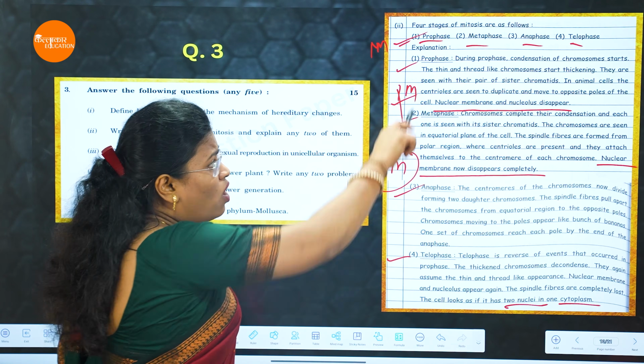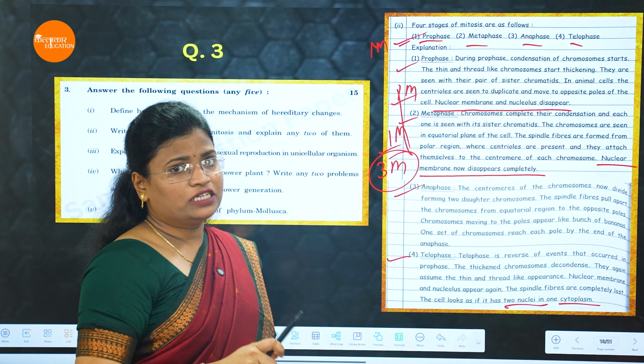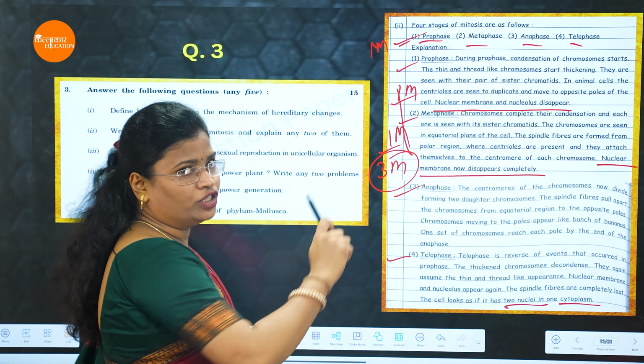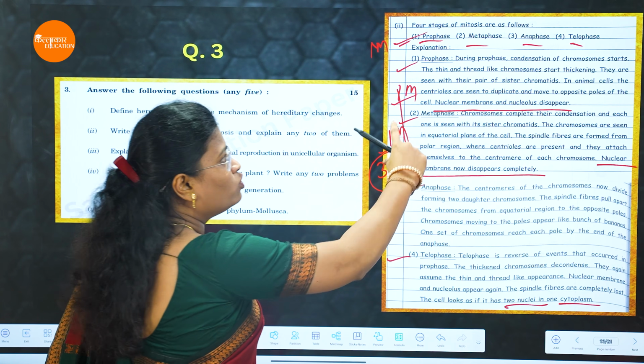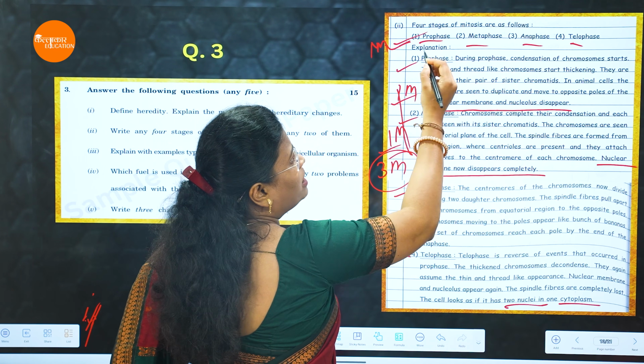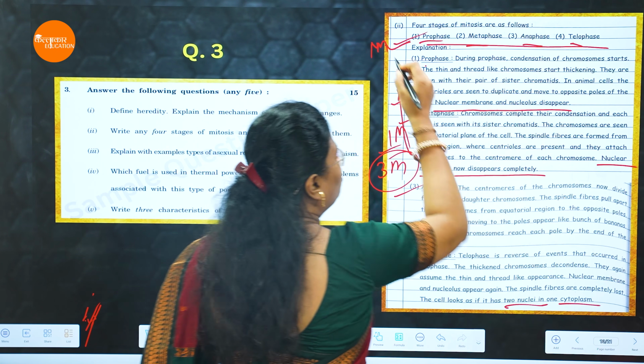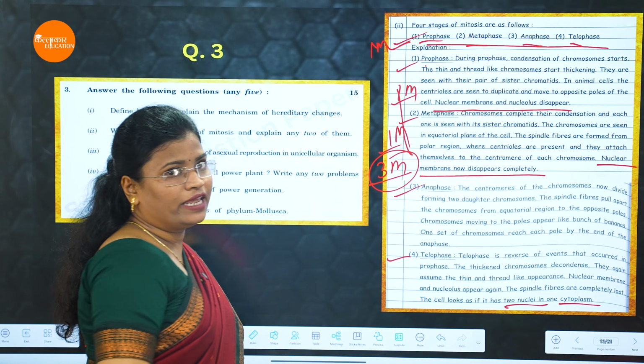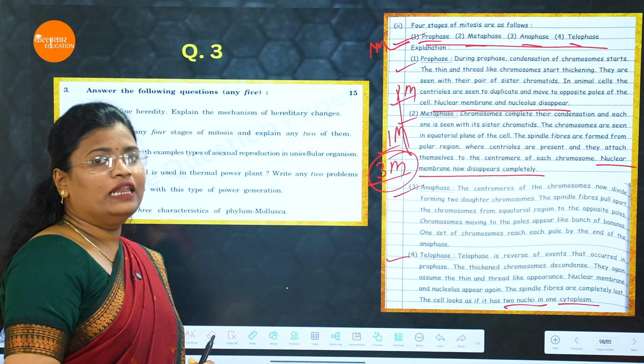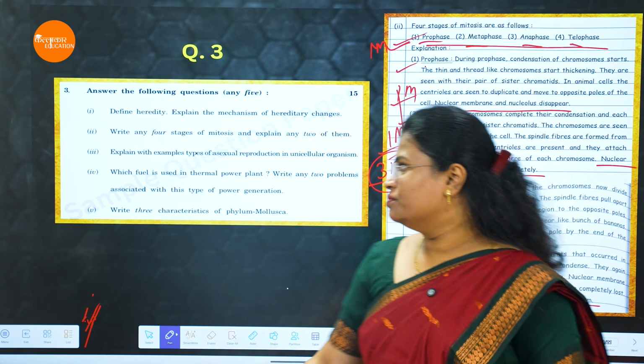So any 2 of the phases you can explain in this question and for that you will get 2 marks, and 1 mark for listing the phases. So total 3 marks you can get for this answer. Let's move towards the next question.